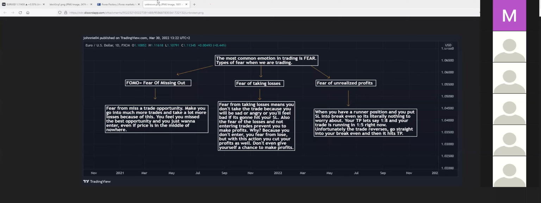Will you share this in the Discord, John? Yes, I will. Just wanted to show you here, and I will make a continuation of this because I want to clear the solutions of each type of fear. This is one of the hardest parts of trading, you know, and we have to talk about this.